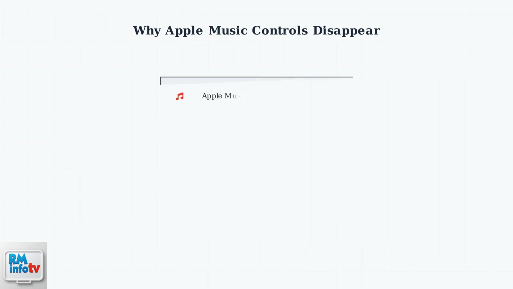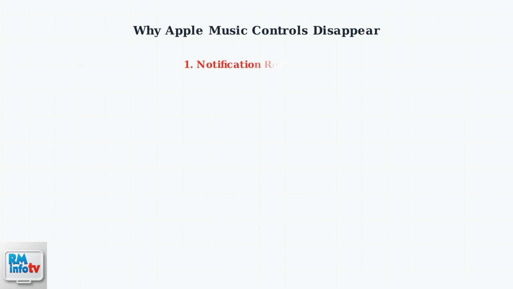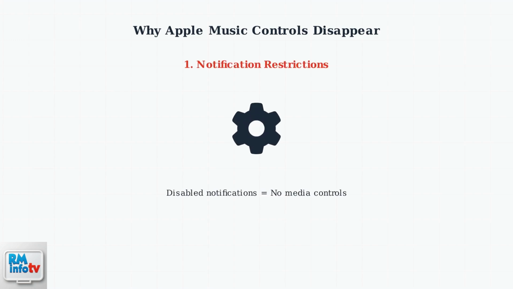Media controls on Android work as persistent notifications. When you play music, the app creates a special notification that stays visible on your lock screen, allowing you to control playback without unlocking your device. There are three primary reasons why these controls disappear.